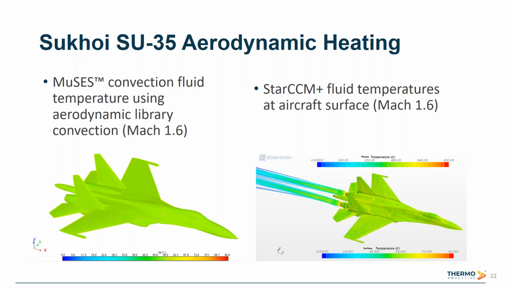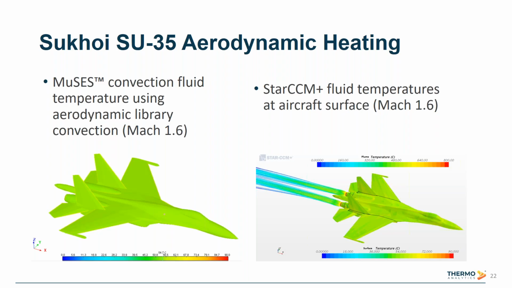Comparing the fluid temperatures between the MuSES aerodynamic convective heating, which is shown on the left, and a Star-CCM+ computational fluid dynamic, or CFD, simulation on the right, both images are using a 0 to 90 degrees Celsius temperature scale for ease of comparison. As we can see, there is a very good match between the two models. The main difference being that the MuSES version requires no CFD expertise to include in the model and is calculated much faster than running a separate CFD analysis.